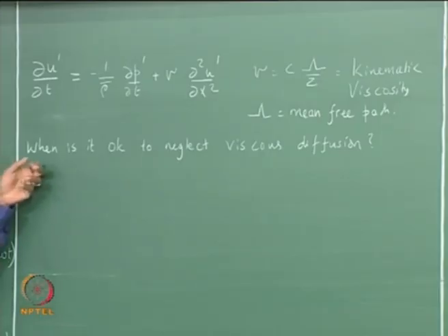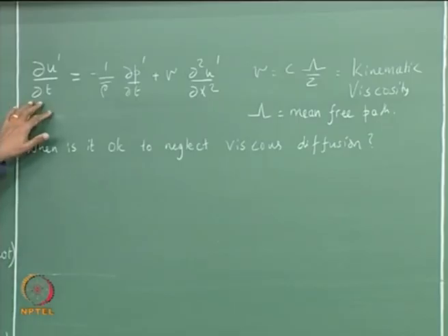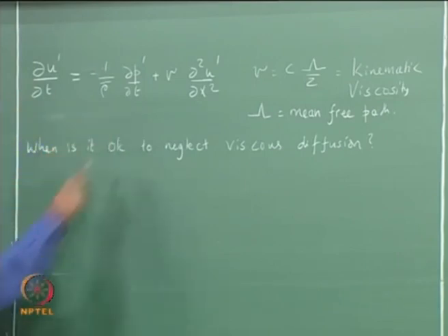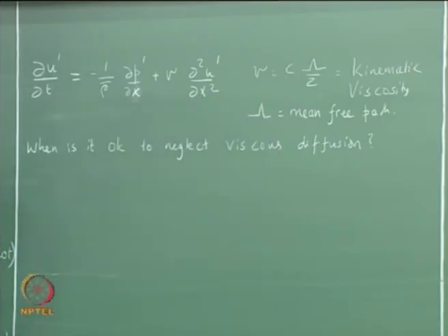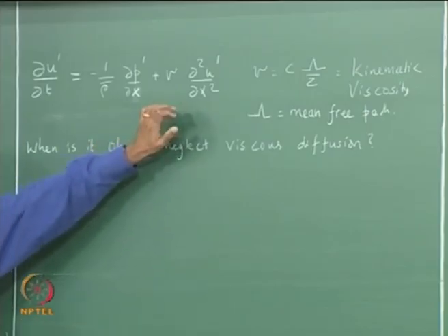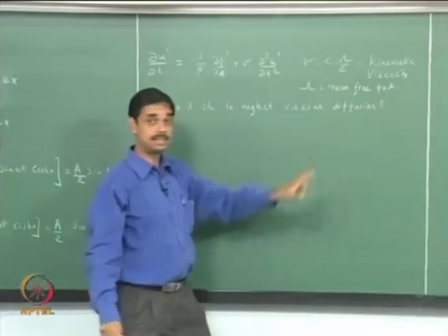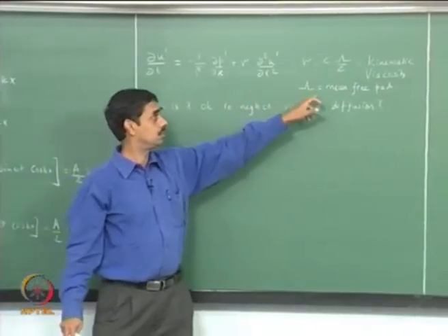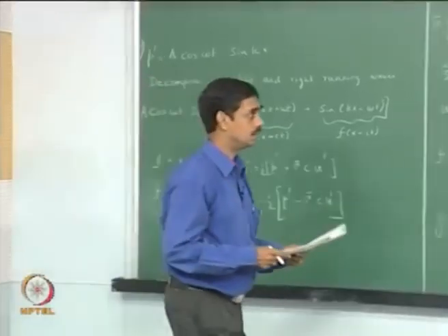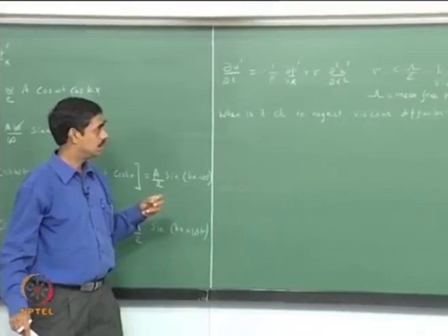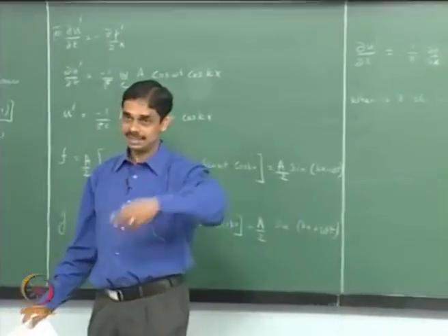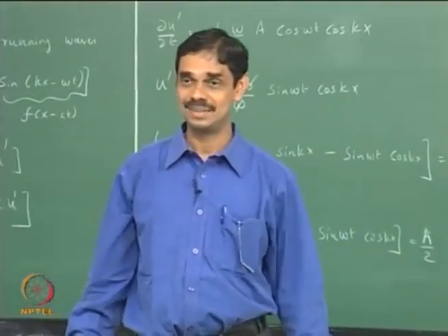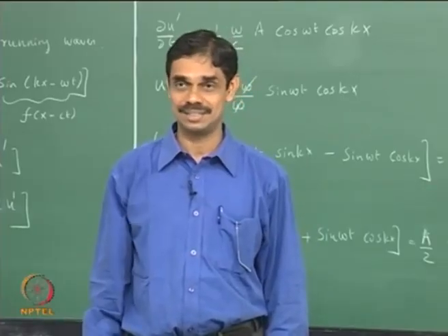Okay, so the next question is: we linearized our momentum equation, which is of this form, du over dt equals minus 1 over rho bar dp over dx plus nu times d squared u over dx squared. This is the viscous term, and nu is the kinematic viscosity, which is written as c lambda over 2, where lambda is the mean free path. So going back to this question, when is it okay to neglect viscous diffusion? We usually just say it's negligible, or we deal with the Euler equation. That's what I started with, because I didn't want to discuss this then, but now I want to discuss this.